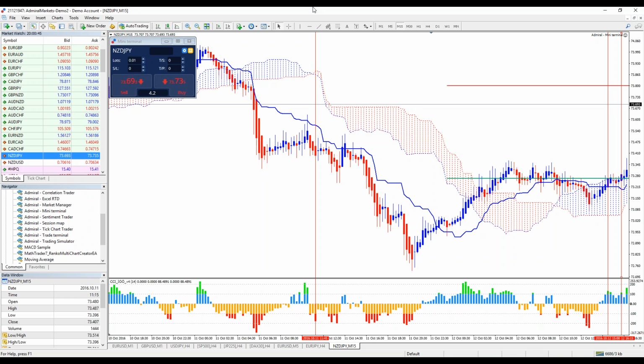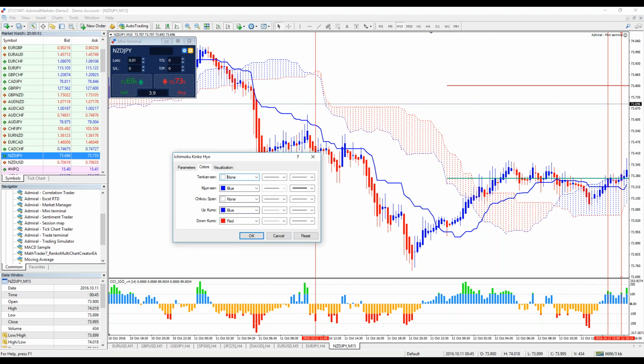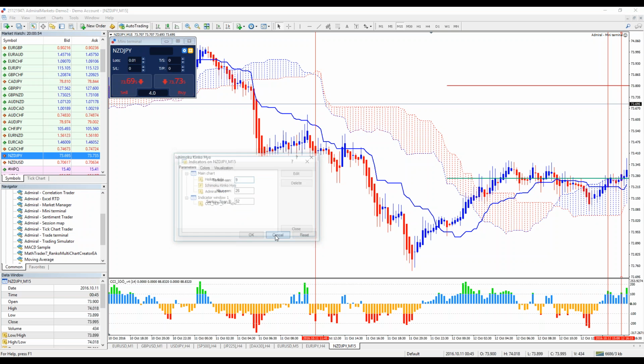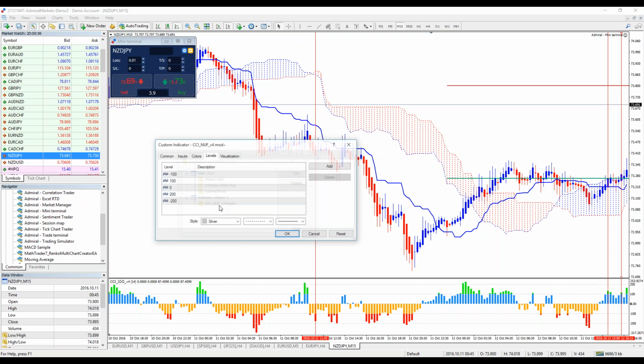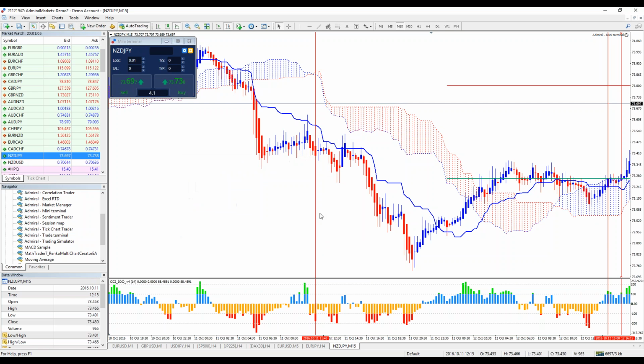Don't forget template settings. You will get a template. Settings are like this. Non-blue, red. Parameters are default. And this CCI has 100, 0, 200, minus 200, minus 100. Inputs are 14. So like this.